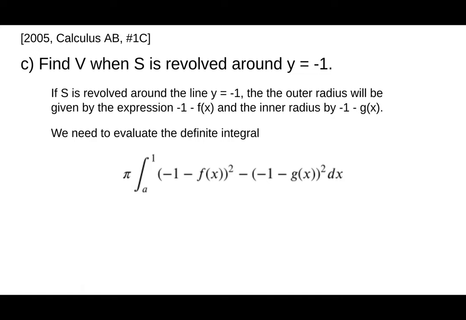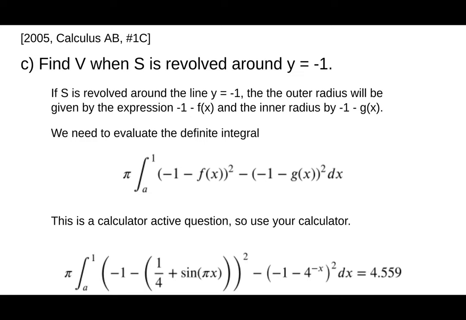All right, so we need to evaluate the definite integral, pi times the integral from a to 1 of our big radius function squared minus our little radius function squared, which is f of x minus -1, squared, minus g of x minus -1, squared, dx. But again, this is a calculator active question. Use your calculator. The value of that integral is 4.559. So that would be the volume of the region S when it is revolved around the line y equals -1.